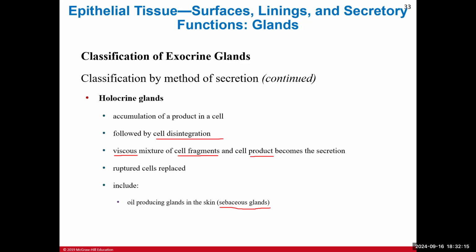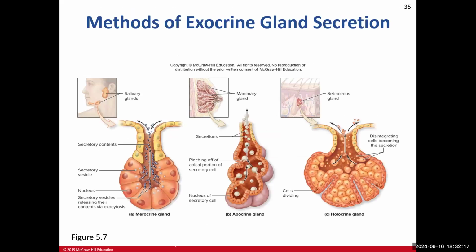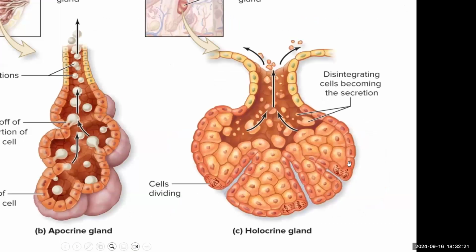So let me show you a picture. Here you go. Look all the way to the right of the screen. There is your holocrine gland. Here are all these cells busy making their secretions and dividing, and then they get to this apical part and they just blow up. The remnants and fragments of the cells, along with whatever they were making, get pushed out through the duct and onto the epithelial surface. That's the holocrine gland.